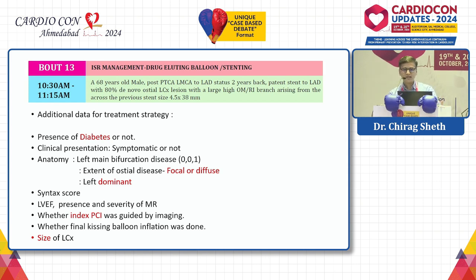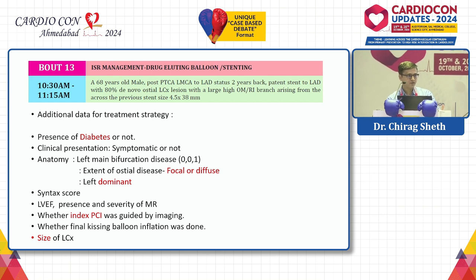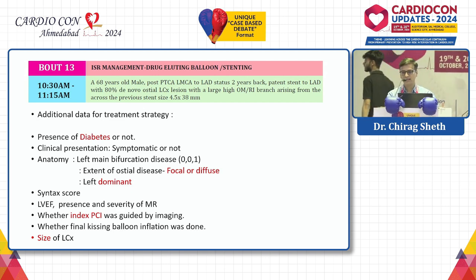For any intervention strategy, the key questions that we ask are whether the patient is diabetic or not, whether the clinical presentation is symptomatic or not, whether this finding is just part of a check angio or the patient is really symptomatic of angina. That is what is important, because a trial of optimum medical therapy always remains if the patient is minimally symptomatic or asymptomatic. Of course, the anatomy is important.